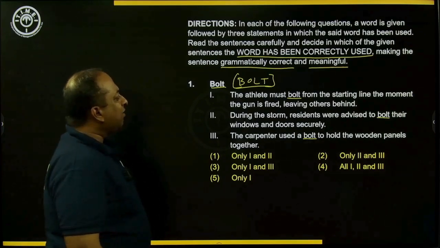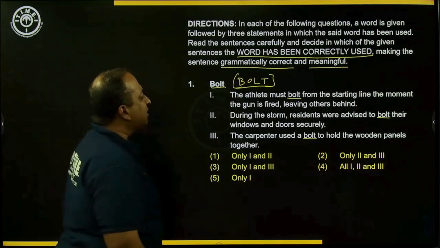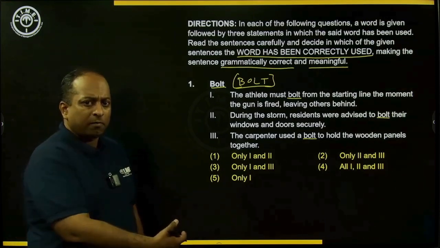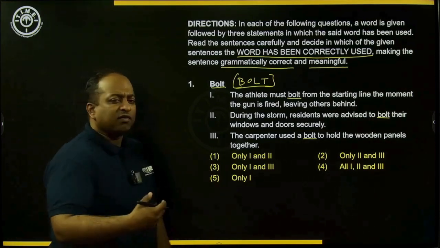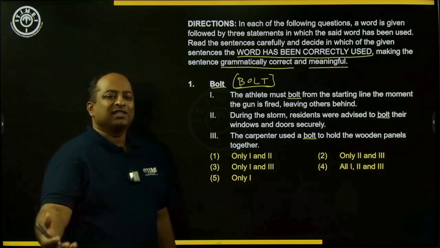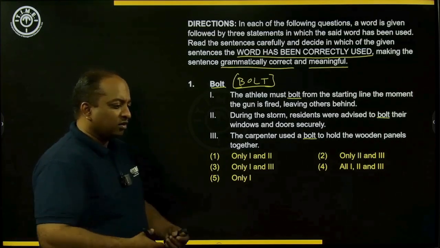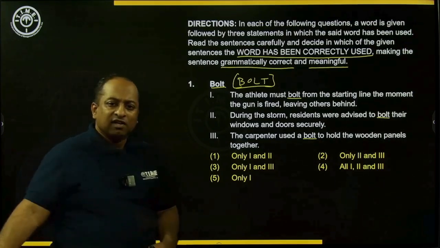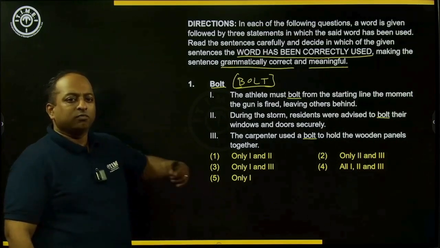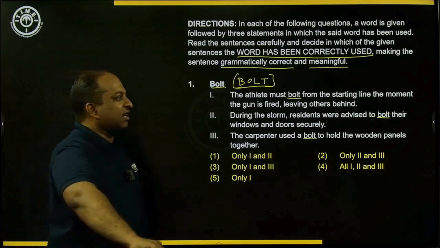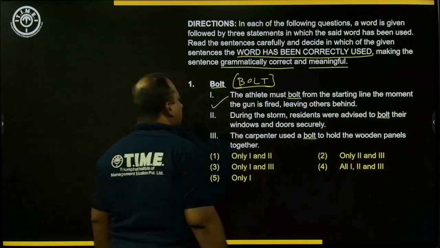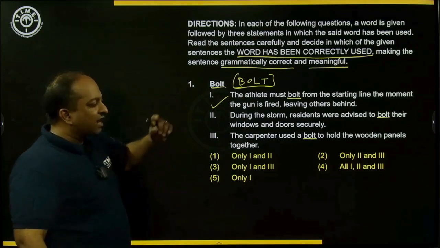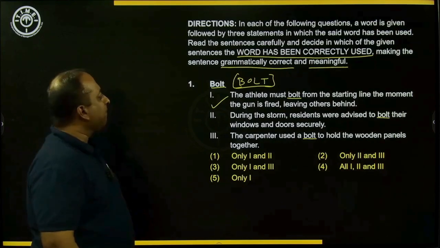The athlete must bolt from the starting line the moment the gun is fired, leaving others behind. So here the word bolt is being used as a verb and it's being used in the right way, because one of the meanings of bolt is to run suddenly. When you have a starting line, when there's a running race happening, as soon as the gun is fired, the athlete must bolt. He must move suddenly, he must move forward suddenly. So running suddenly, bolt, used in the right way. So sentence 1 is correct. It's both grammatically correct as well as meaningful at the same time.